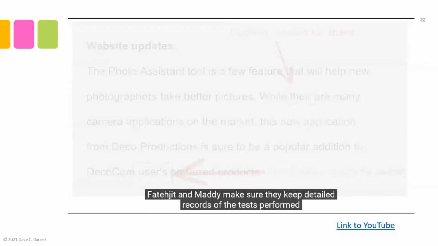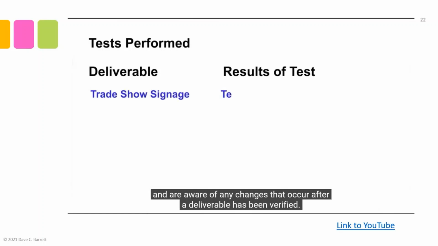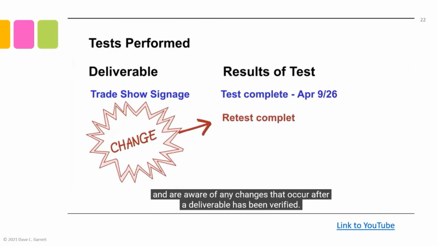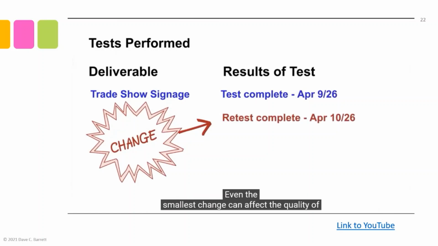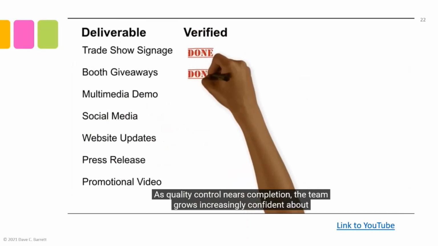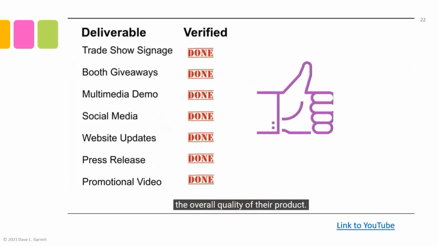FattyJet and Maddie make sure they keep detailed records of the tests performed and are aware of any changes that occur after a deliverable has been verified. Even the smallest change can affect the quality of a deliverable at any point in the project. As quality control nears completion, the team grows increasingly confident about the overall quality of their product.